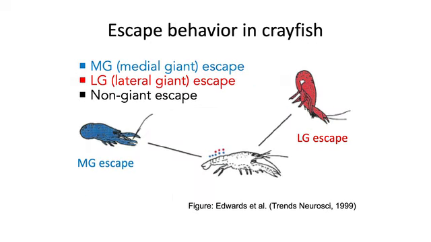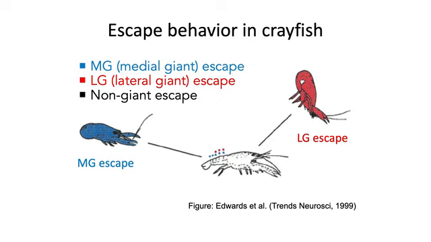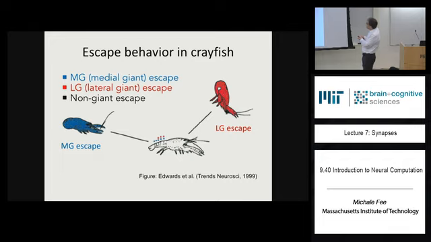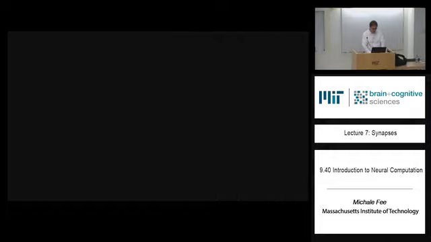There are LG neurons and MG neurons that drive two different kinds of escape reflexes. The medial giant neuron drives the MG escape, which is if you touch the crayfish on its nose, it flicks its tail and goes backwards. The LG escape is when you touch the crayfish on its tail, and it flicks its tail in a way that makes it go forward. So let's look at what those behaviors look like.